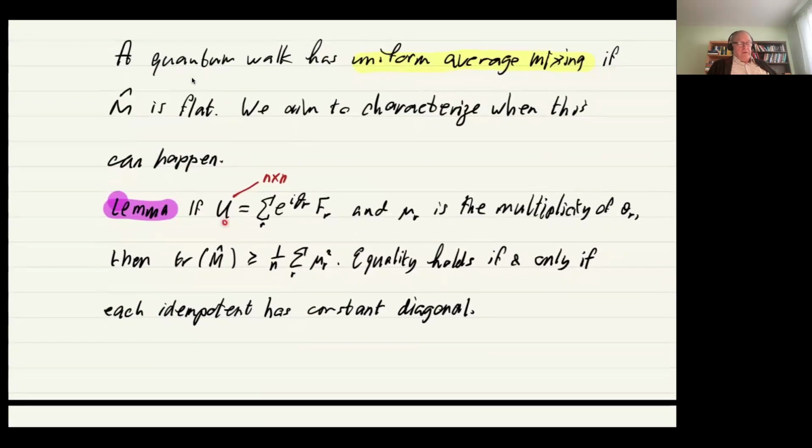I'm going to have a transition matrix U, n by n, because n is going to appear shortly, with spectral decomposition as usual. And I'm going to use mu sub r to denote the multiplicity of the eigenvalue theta sub r. Then the claim is that the trace of M hat is at least the sum of the squares of the multiplicities, divided by n. Now notice r is summed over distinct eigenvalues, so there won't be n terms here in general. Okay, so this is a lower bound on the trace, which we'll be strengthening shortly to something somewhat more useful. And equality holds if and only if each idempotent has constant diagonal.